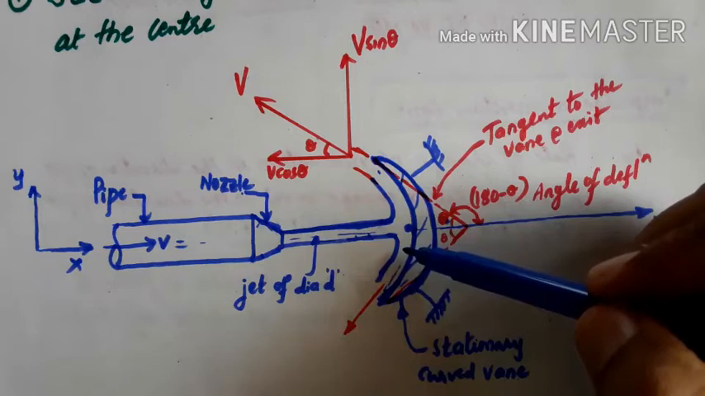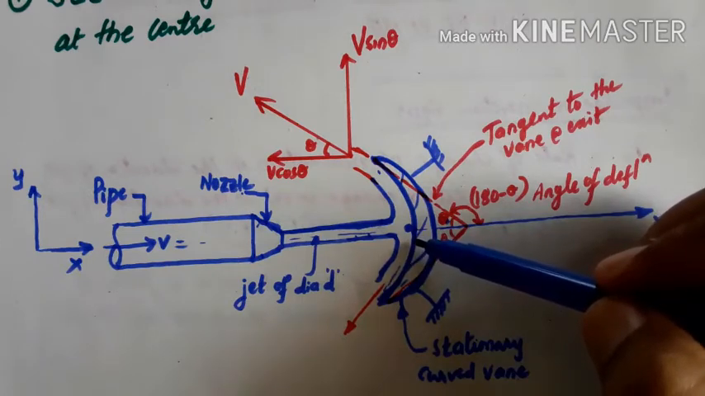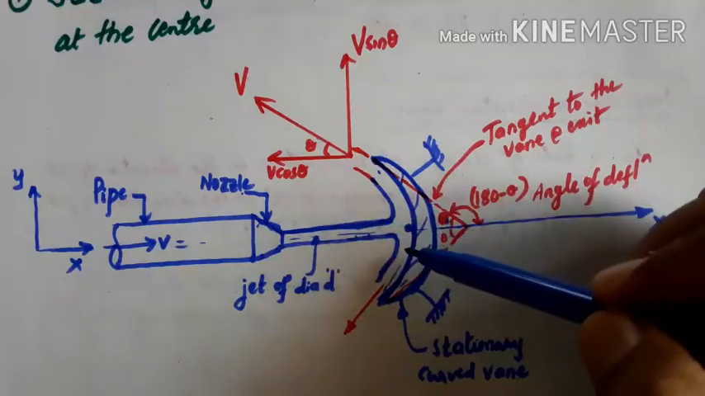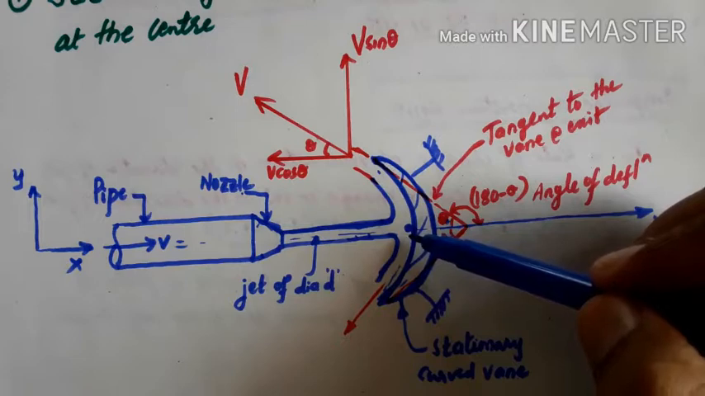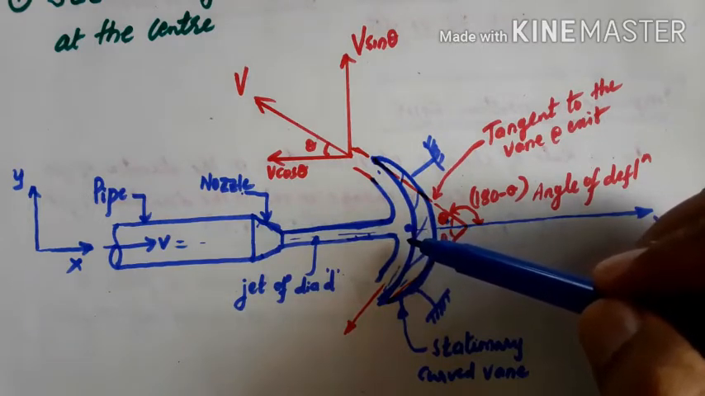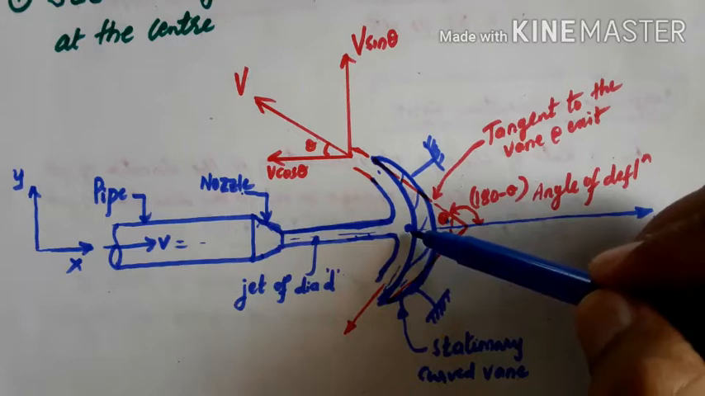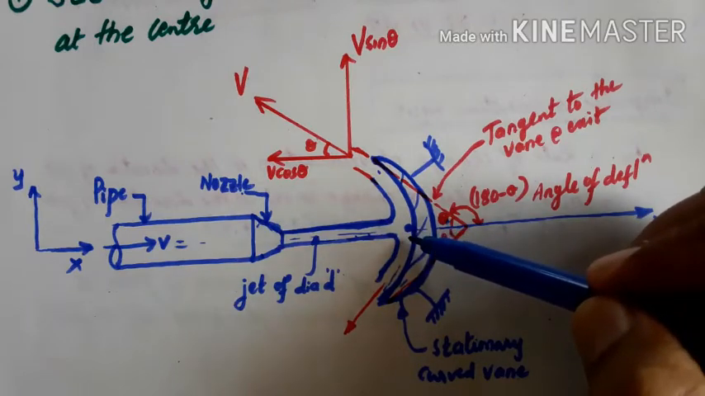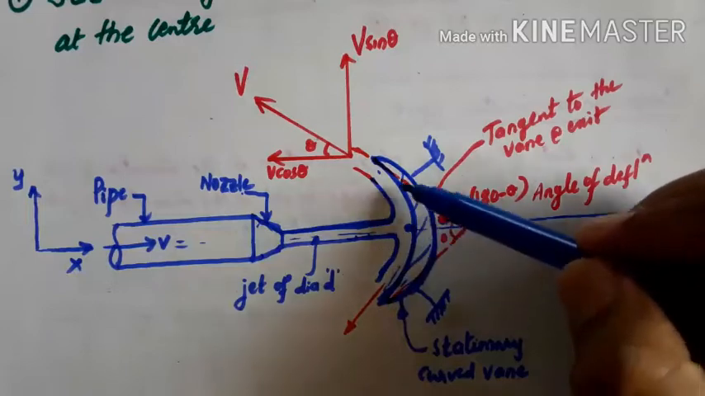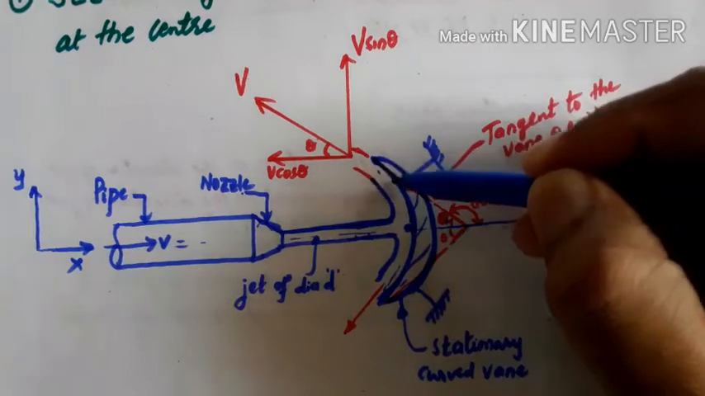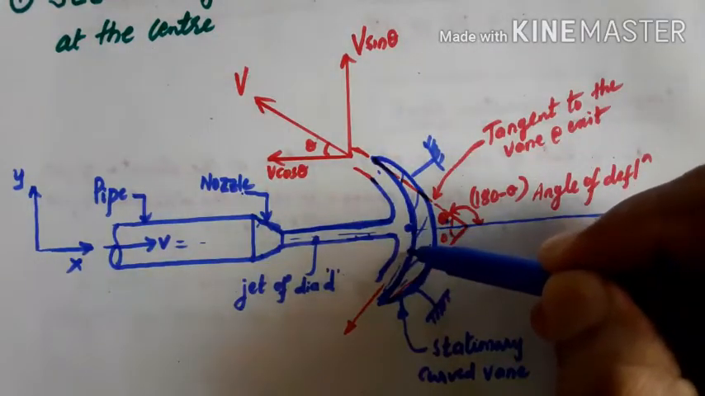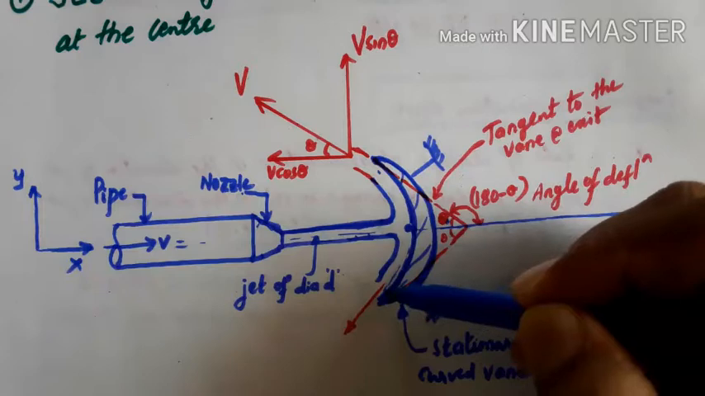So when it strikes at the center symmetrically, which is shown in the figure, then we also have to consider that there is no loss of energy due to impact. This is the assumption we have to make. After striking the jet at the center, there is no loss of energy. This inner surface of the curved vane, we have to assume it is perfectly smooth. There is no frictional loss here.